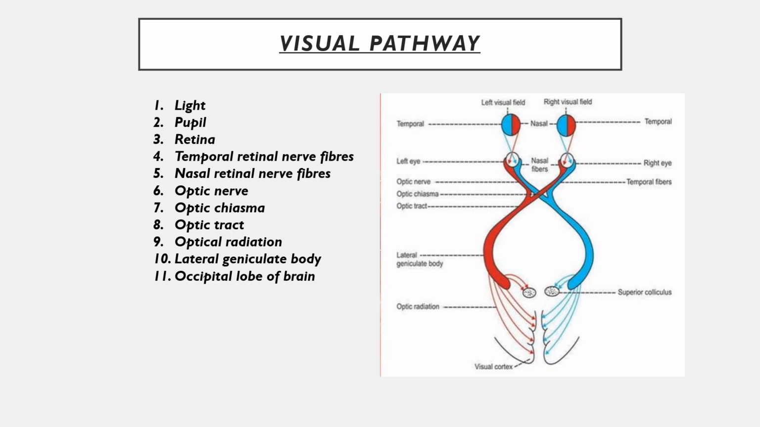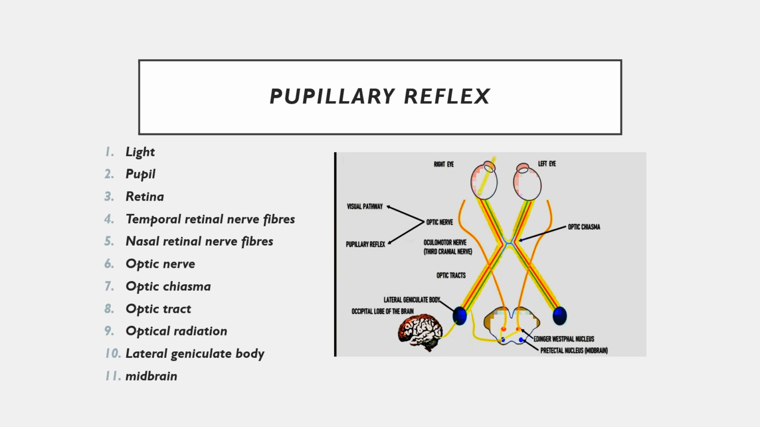First the light reaches the retina, where the retinal nerve fibers start. Through them the light will be reaching, and those retinal nerve fibers will crisscross here. That is the optic chiasma. From there the optic tract will start, through which the light will travel, and then the lateral geniculate bodies. These are the lateral geniculate bodies, and then the light ends at the occipital lobe of the brain. Only 50% of light will reach the occipital lobe of the brain, and the remaining 50% reaches the midbrain. Here the pupillary reflex will start.